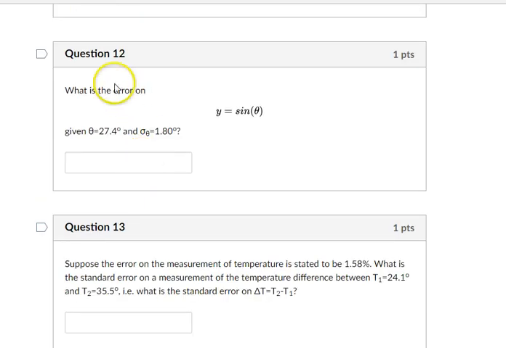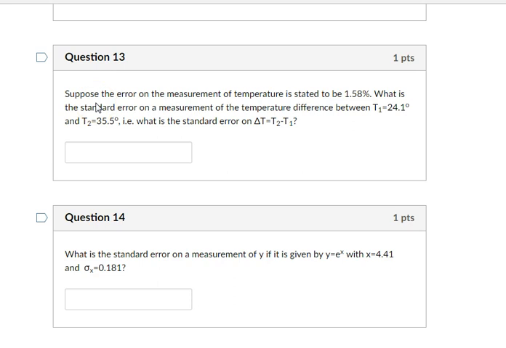All right, problem 12, y equals sine of theta. Theta has an error of 1.8 degrees, so we have to take the partial of the sine with respect to theta. The derivative of the sine is the cosine, so that's going to give us cosine squared theta times sigma theta squared, take the square root. So in this case, it's just going to end up being sigma y equals cosine theta times sigma theta. Pretty cool.